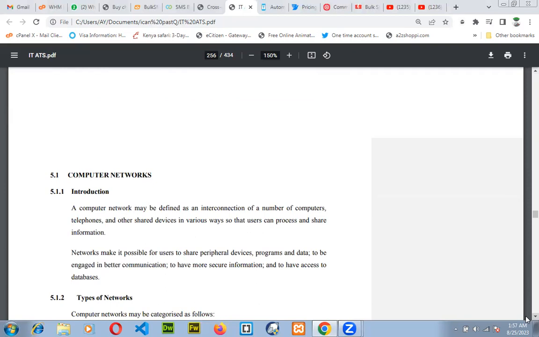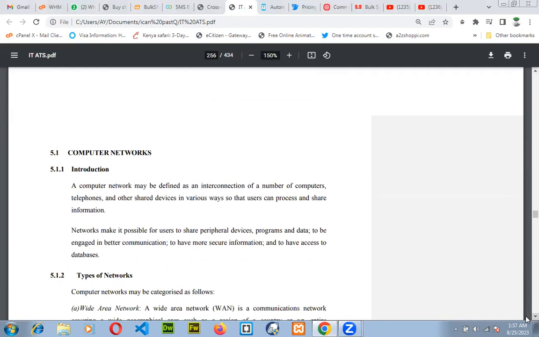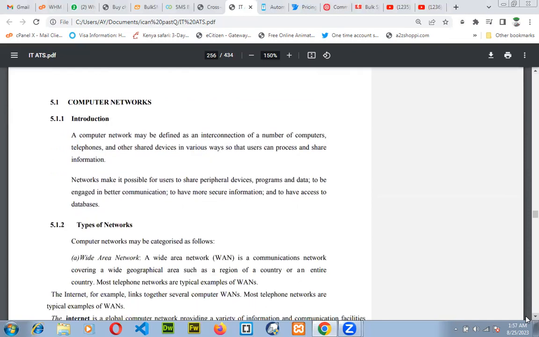So let's go along. The introduction, computer networks. Now, a computer network may be defined as an interconnection of a number of computers, telephones, and other shared devices in various ways so that users can process and share information. Networks make it possible for users to share peripheral devices, programs, and data, to be engaged in better communication, to have more secured information, and to have access to database.